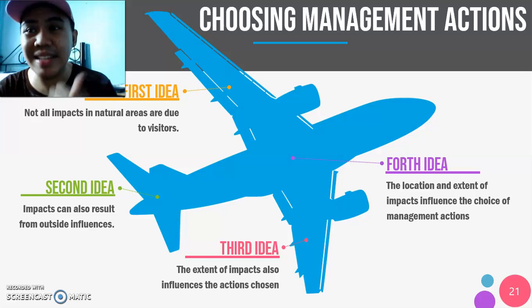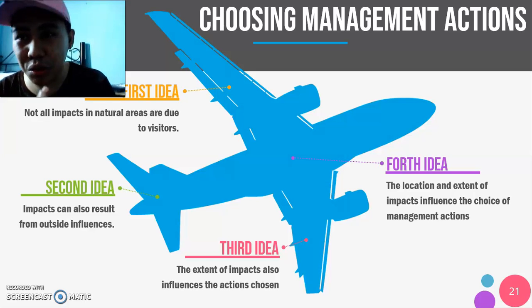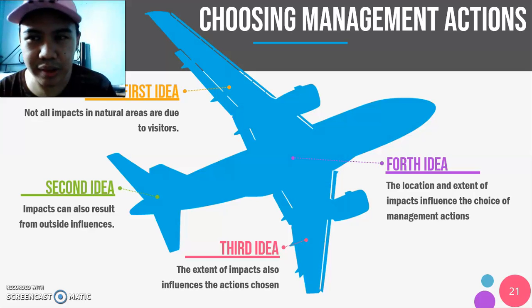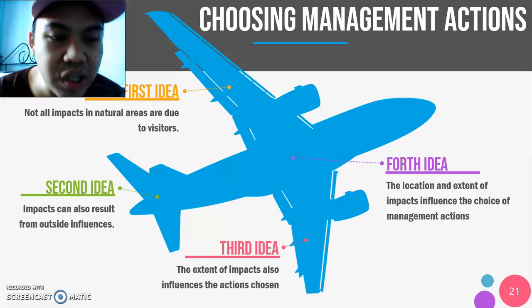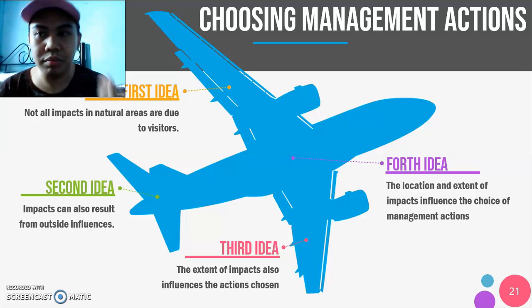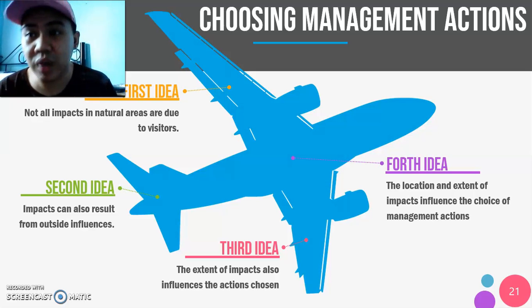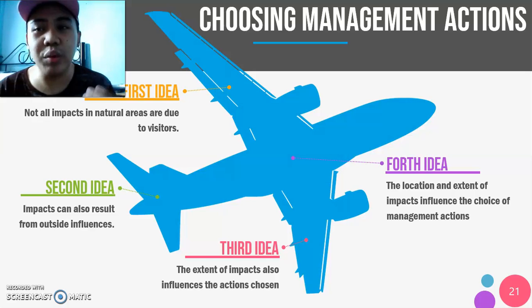If the impact is severe, you need to have a very strict action. If the impact can be controlled, you also have to have that kind of action, a control action. Okay, and lastly, the location and extent of impact influence the choice of management action. If it's severe, then you have to have a strict action. If it's not severe, then you can have a control action.